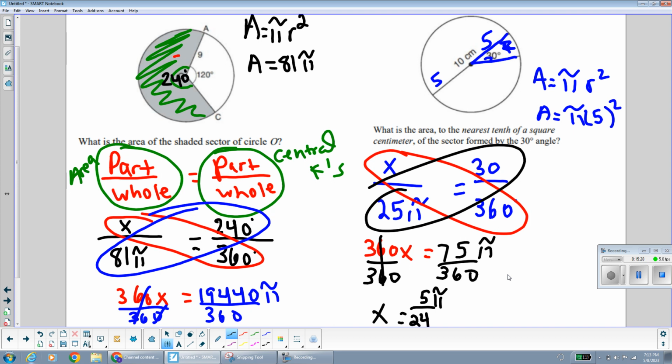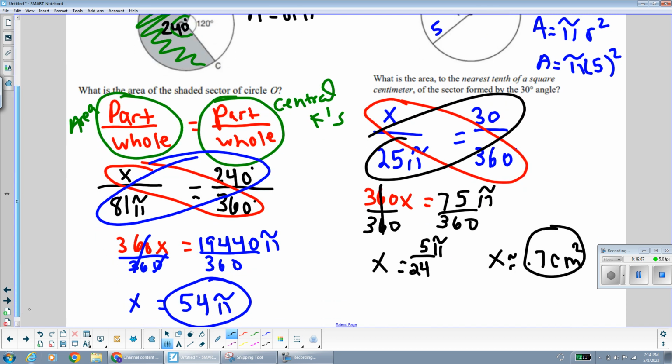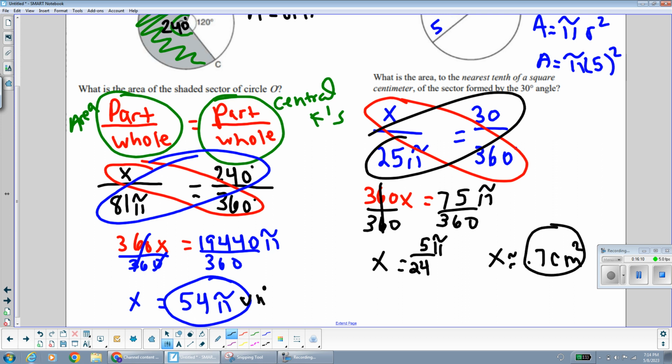Oh, it says to round it. My bad. Let me go back. Let me multiply this by pi. I almost rounded incorrectly. The nearest tenth of a square centimeter. So the area is approximately, tenth is one decimal place, 0.7 centimeters squared. And I got to fix that on my last one. Area is area, so it is measured in units squared.